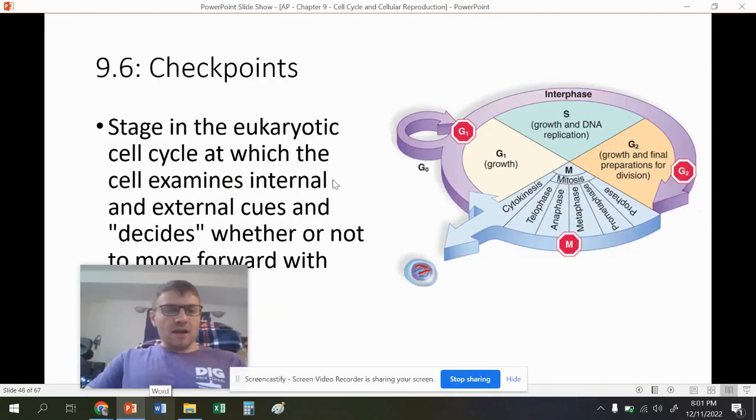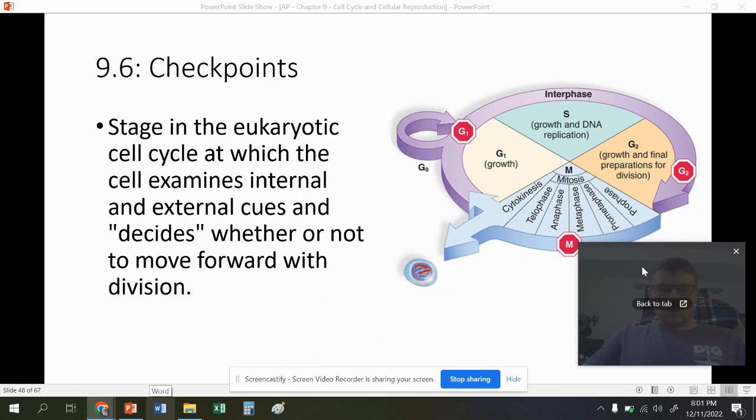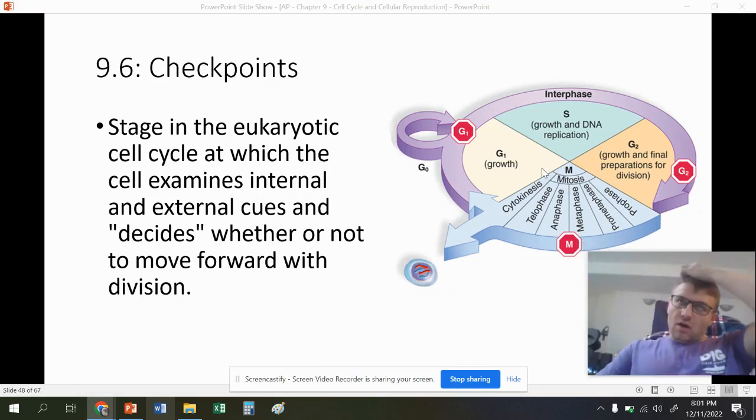All right, let's talk about 9.6, which is about checkpoints. Checkpoints are like locations where something is checking to make sure everything is good to allow whatever it is to pass on. And in your cells, you have several checkpoints. You have a G1, G2, and M checkpoint. And these checkpoints are going to be within the cell cycle, and they're going to be when the cell decides whether or not the cell is going through mitosis or interphase correctly, and it will allow it to pass or not. Let me get into the details. This will make more sense.